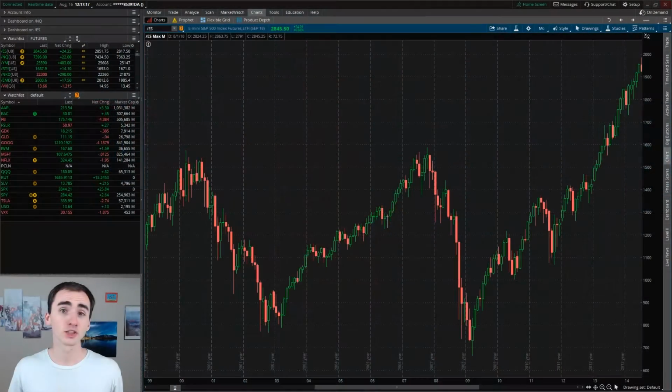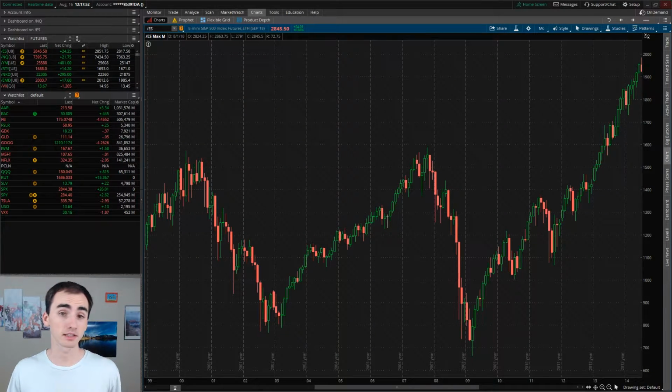And today, we're going over support and resistance. So the basic idea behind support and resistance is that you can predict what the market will do based on previous highs and lows of the market. And with those, you can base trades or your general trading strategy off of those levels.